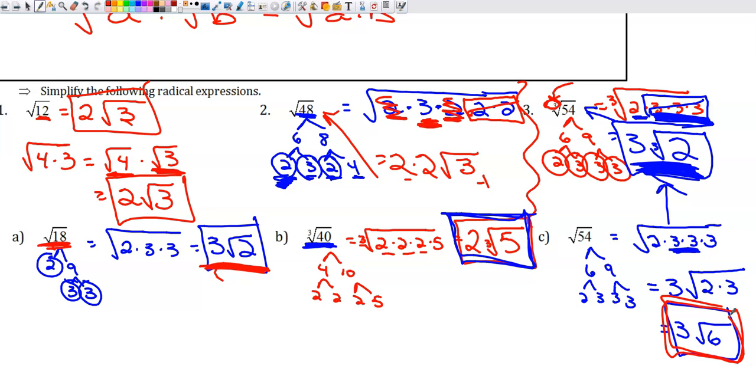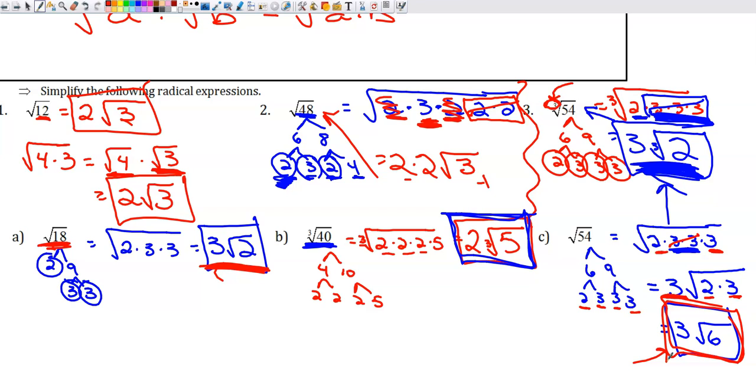I want to talk about C real quick. When we broke down 54, I ended up with 2, 3, 3, 3. Well, because it's a square root, I only need pairs of 3s. I have an extra 3 in here, which doesn't have somebody to fight with. These two were going to fight, one gone, one free. Well, these two got left in here. Since they're not the same size, they can't fight. And then I just multiply them. 2 times 3 is 6, and that is the simplified form.